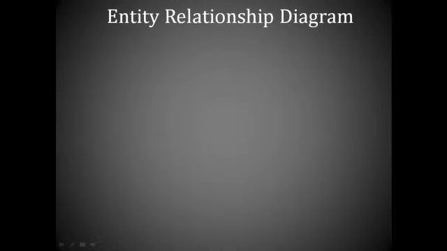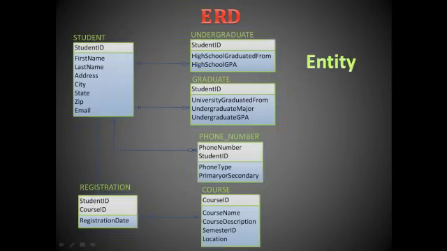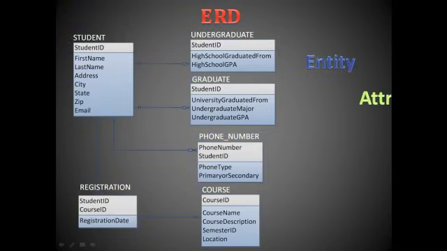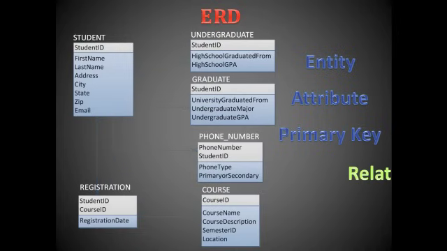To start off, an entity relationship diagram, or ERD, is a graphical representation of the data requirements for a database. Meaning? Meaning that it takes all of the parts of a database and puts them in a box and line form. There are five major parts to an ERD. Entities, attributes, primary keys, relationships, and cardinality.